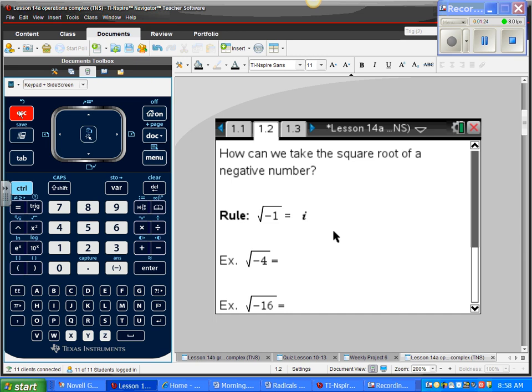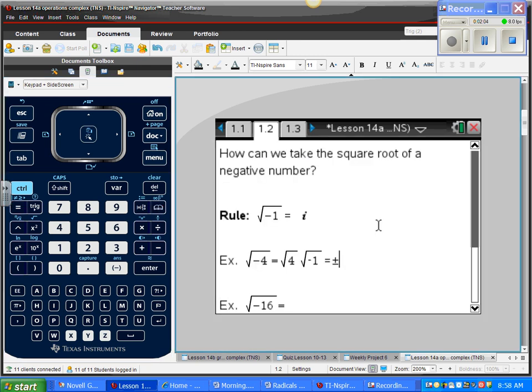Negative 1, i. All right, so when we start talking about square roots of larger integers, square root of negative 4, we know it's a perfect square, right? So how could I break up a 4 so that I have a negative 1? Well, 4 and negative 1, right? Does that make sense? Say yes. What's the square root of 4? What's the square root of negative 1? So what's the square root of negative 4? 2i, right? And we always want to have what in front? Plus and minus, yeah. So we have our plus and minus 2i.